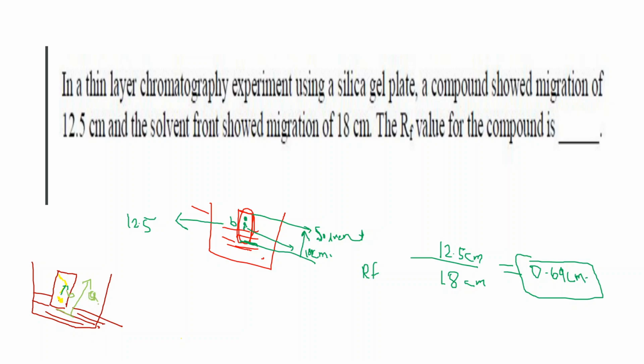So in the formula we know that the RF value is B divided by A. Here it is written that the compound showed migration of 12.5 and the solvent front showed migration of 18 centimeter. When you divide it you will get 0.69. So this will be the correct answer. Got it?